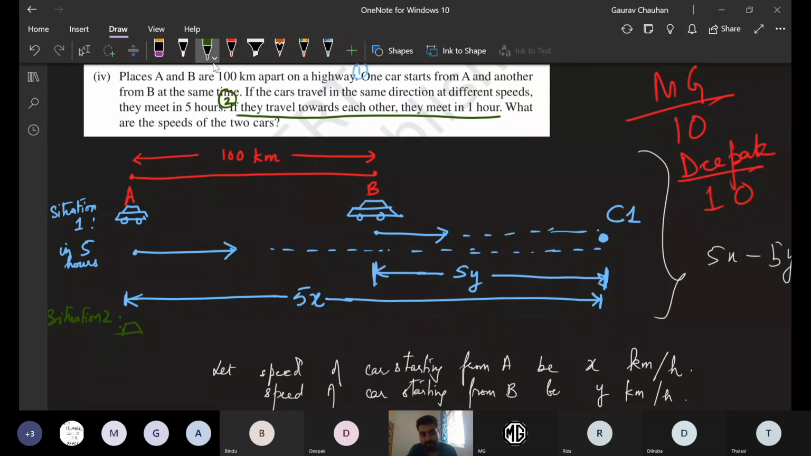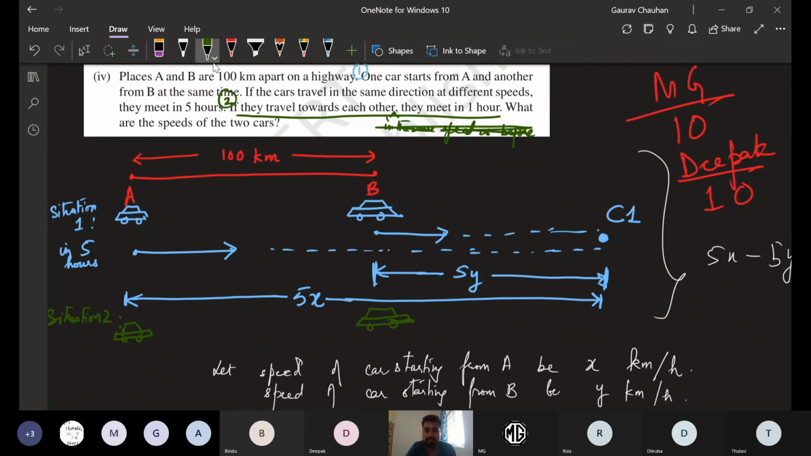Now in the second situation, same cars, same speeds. Actually, they should have written here, this question is not properly made. If I were making this question, I would have written if they travel towards each other at the same speeds as before. So basically, car A is traveling at x only, car B is traveling at y only. That is the speed of car A and car B.